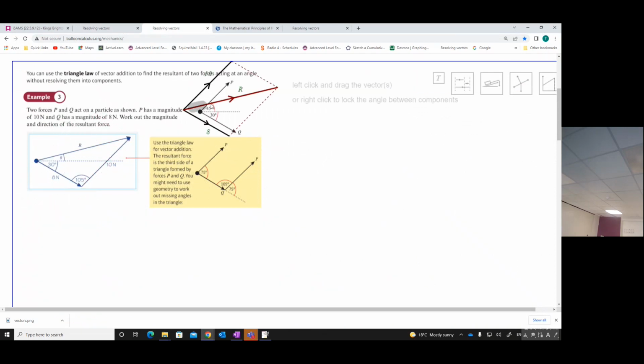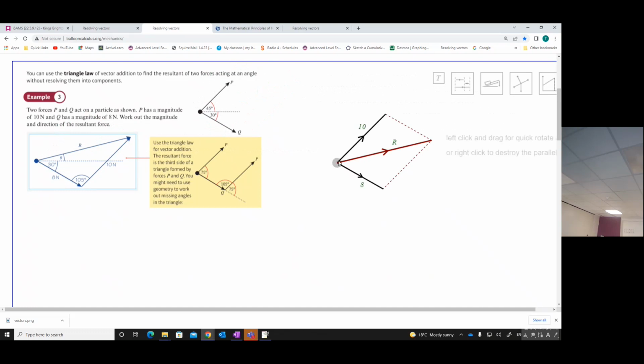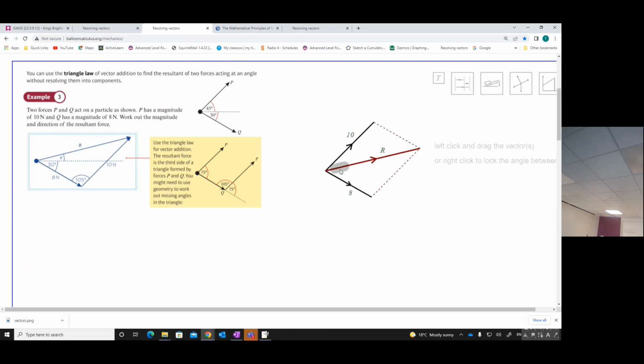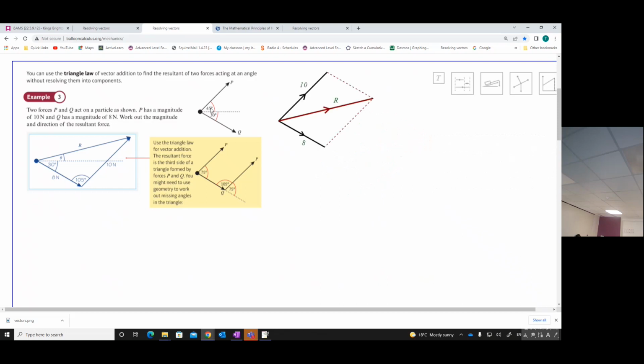So their problem here is, okay, if you've got a string pulling with a magnitude of 10 in that direction, and then you've got another string pulling with a magnitude of 8 in this direction, could you please find out the magnitude and direction of this diagonal there?